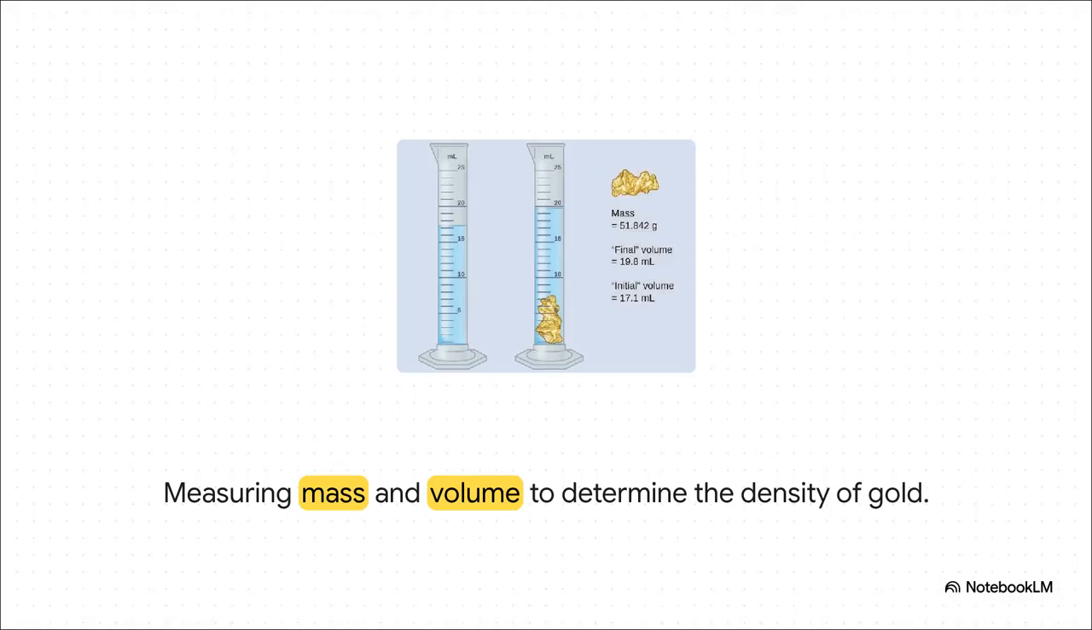Let's picture this in the real world. Say you need to find the density of a gold nugget. First, you'd place it on a balance to find its mass. Let's say it comes out to about 51.8 grams. Then you drop that nugget into a glass cylinder filled with water. The water level rises, pushing out an amount of water that is exactly equal to the gold's volume. By taking that mass and dividing it by the newly found volume, boom, you get the density of the gold.